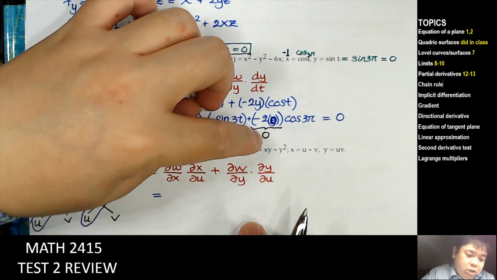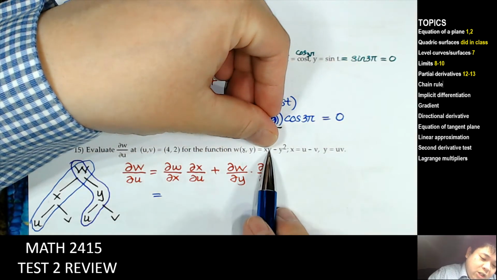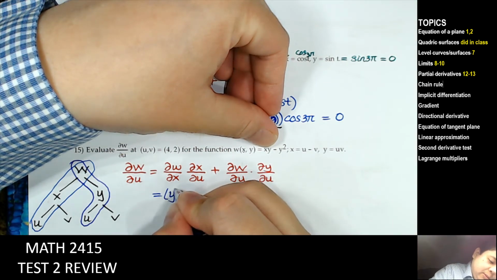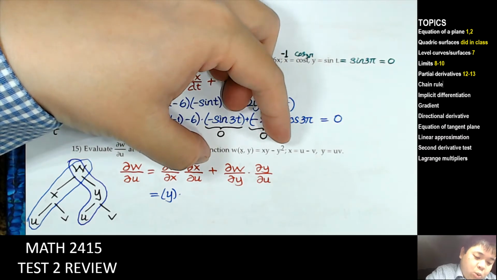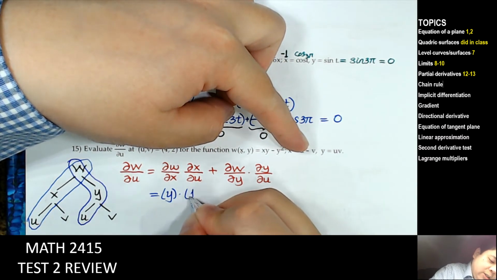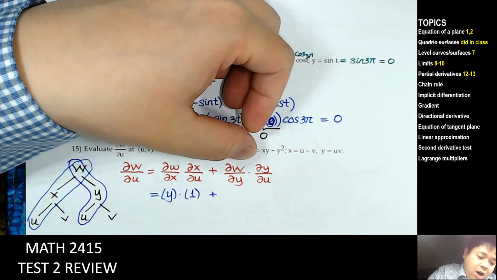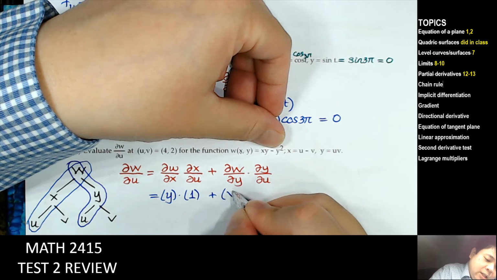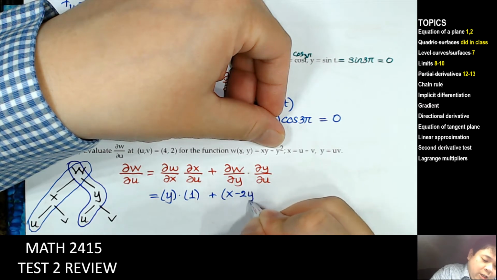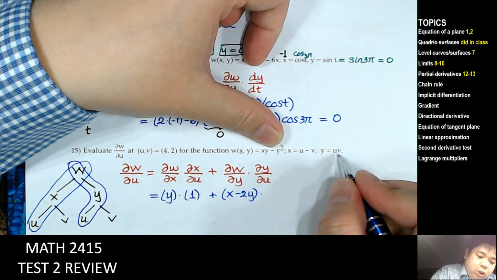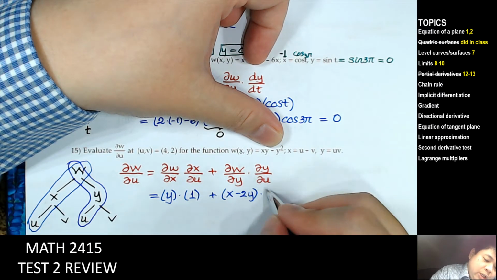Right. Now just do the partial derivatives. Derivative of w with respect to x, that will be just y, of x with respect to u will be just 1, of w with respect to y, so that will be x minus 2y, and derivative of y with respect to u, that will be just v.